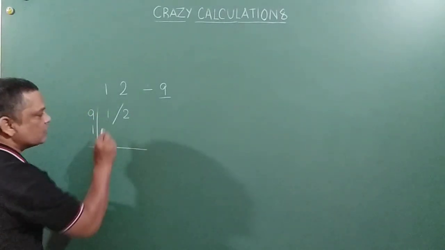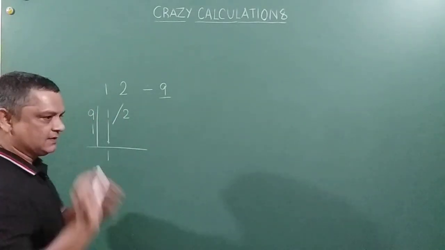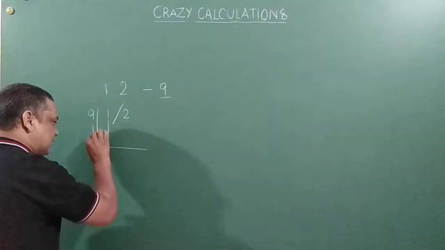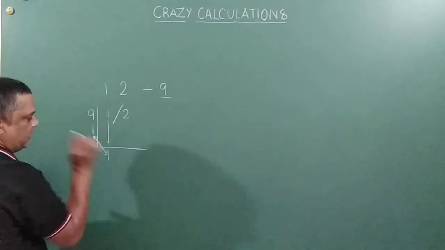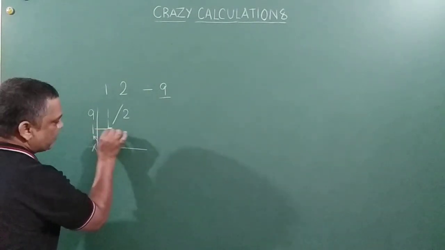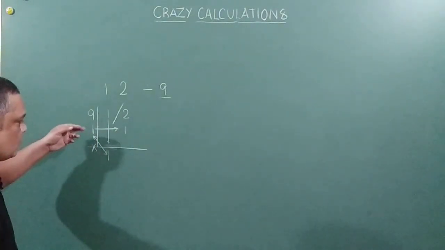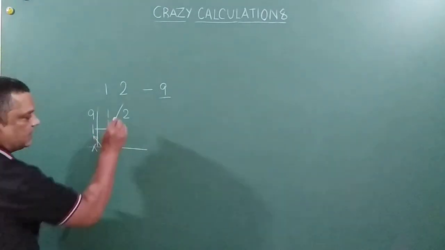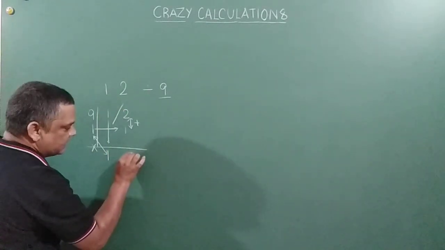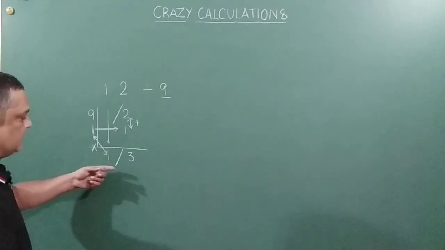Now I am going to bring this 1 down like this. Whatever I have got here, I am going to multiply with the 1. There will be a multiplication of this and this digit, and whatever is the product I am going to write it here. 1 into 1 is equal to 1, which I will write here. Then I will add these 2 and 1 and write the result here, that is 3. This slash will come down as it is.